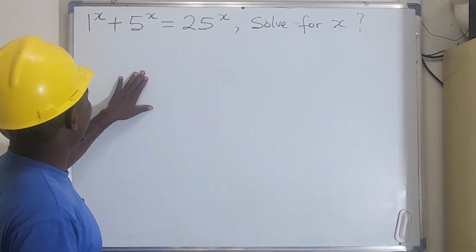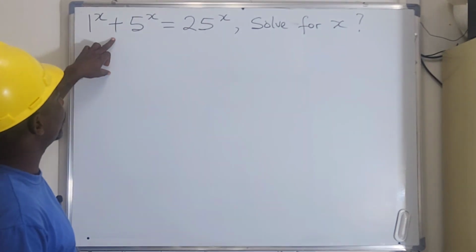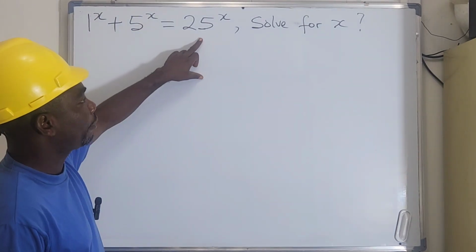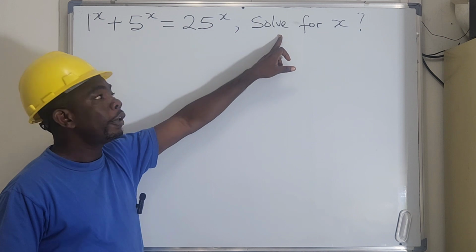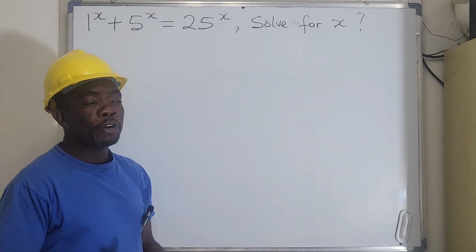Today we are looking at this question, and it says 1 raised to the power of x plus 5 raised to the power of x equals 25 raised to the power of x. Then solve for x. We are going to look for the value of x.